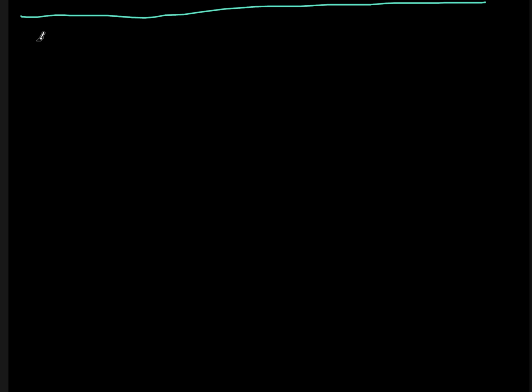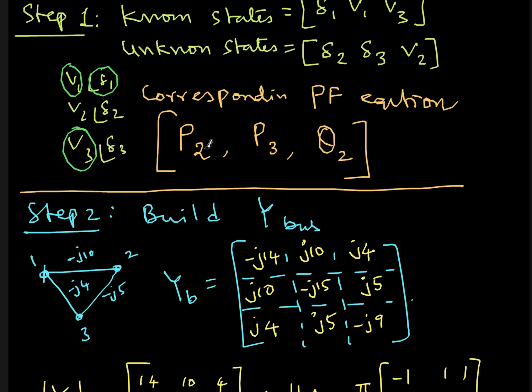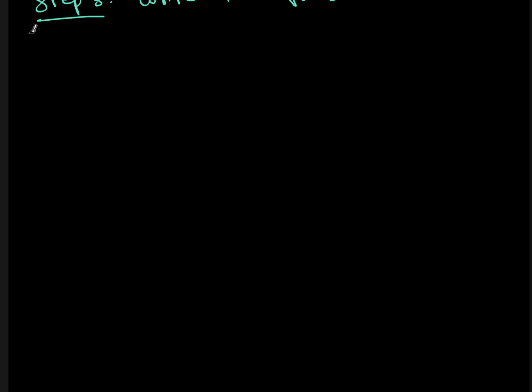So what is our step 3? Let's write the functions. What I want to write is P2, P3 and Q2. The function of P2, the function of P3 and the function of Q2. The ordering I should always maintain. I know all these values are zeros.